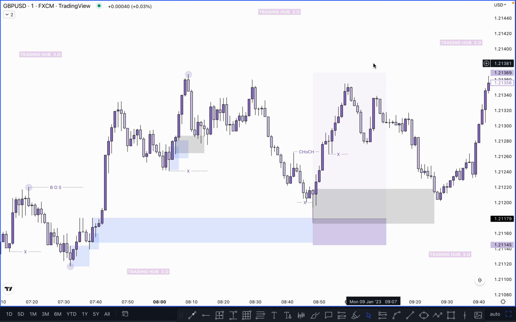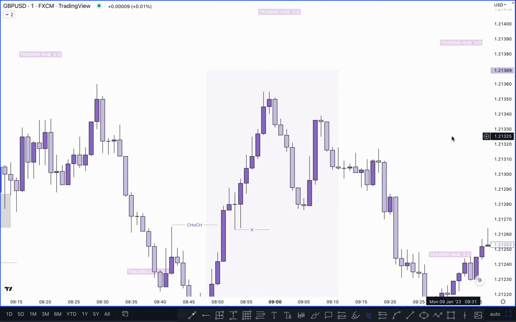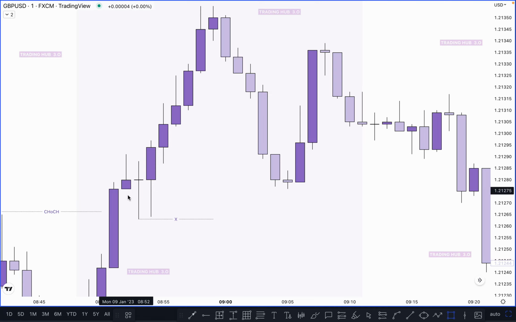Only two order blocks are available here. The first one is here, right? Because this candle took out the previous candle's liquidity. Let me show you exactly. So this candle took out the previous candle's liquidity.